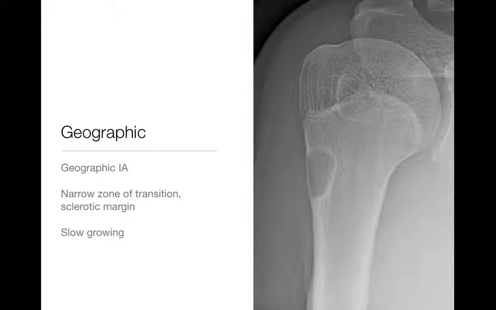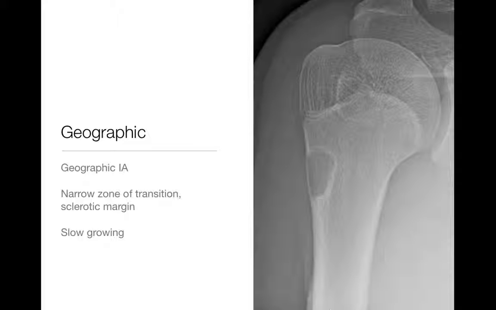So what is a geographic 1A lesion? Again, terminology calling it geographic 1A is not so important as how we actually describe it. Describing it properly is important because that's going to help us train our mind to think about differentials for this lesion and whether we should worry about this lesion or not. So geographic 1A is going to have a narrow zone of transition, which means we can take a nice sharp marker and draw a line around it and go, this is where the lesion is, and we define where it is. So a narrow zone of transition, and geographic 1A lesions are going to have a sclerotic border.